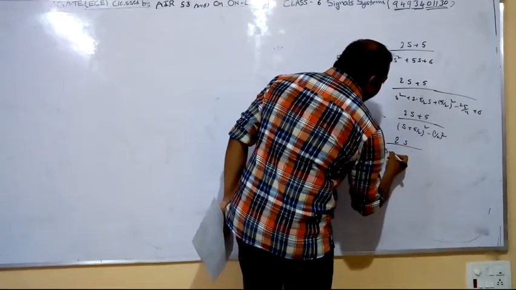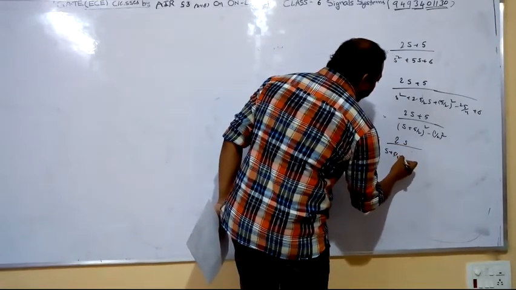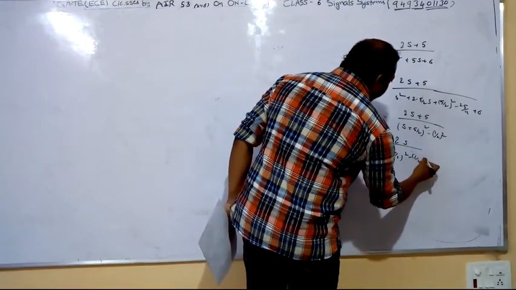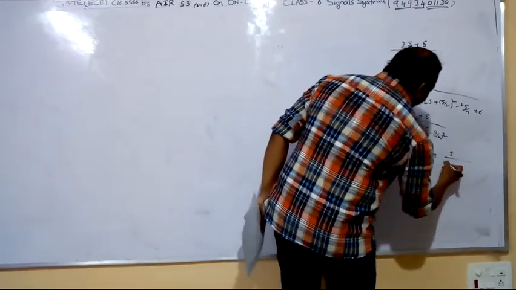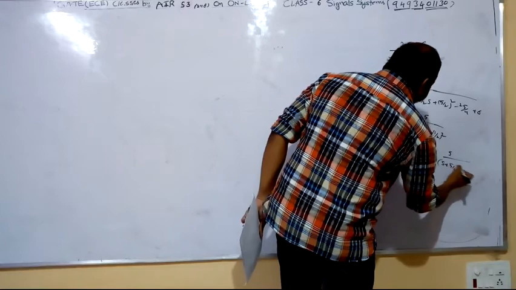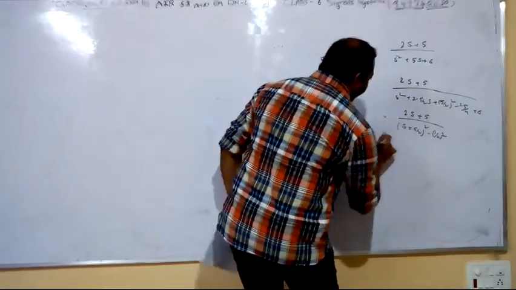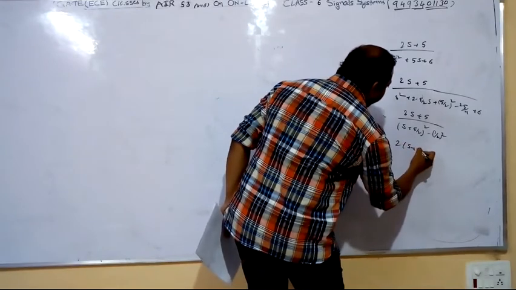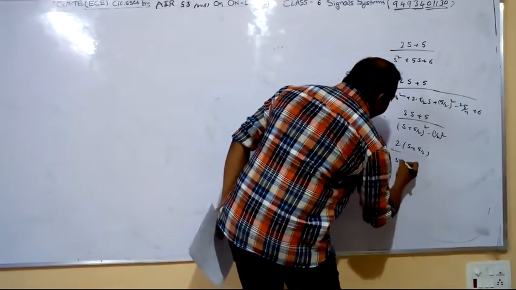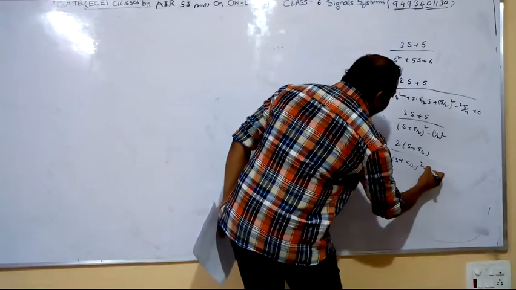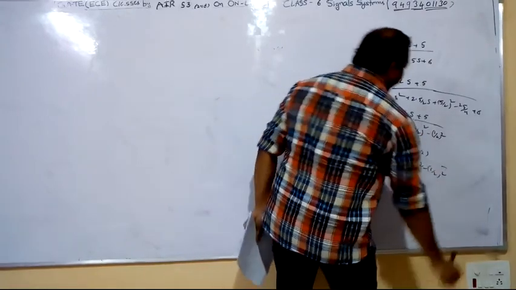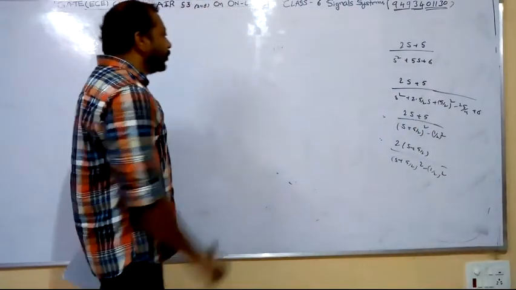So how can you write this? This can be represented as 2s divided by s plus 5 by 2 whole square minus 1 by 2 whole square, plus 5 divided by s plus 5 by 2 whole square minus 1 by 2 whole square. Upon taking 2 common, directly you get 2 into s plus 5 by 2 divided by s plus 5 by 2 whole square minus 1 by 2 whole square.